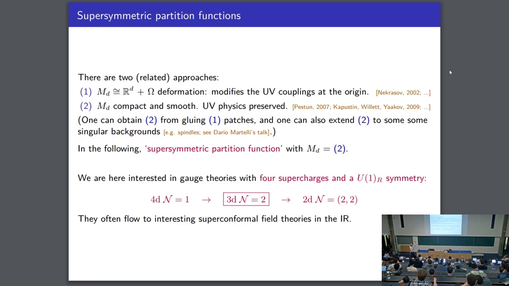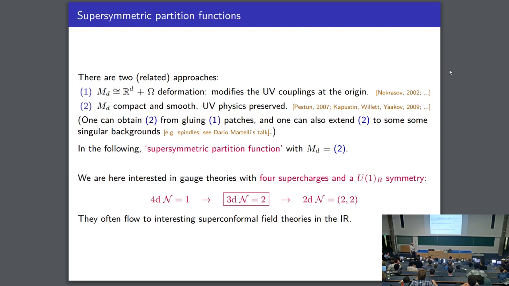Now, the nice thing about the second option is that, unlike the omega background, here the UV physics is preserved. My manifold is locally flat, and in a patch the UV is unchanged, so it's really like an infrared cutoff and nothing else. So this is what I mean by supersymmetric partition function today, and I will consider here four supercharges, so minimal supersymmetry in 4D, but really I will focus on 3D N=2, so that's the same supersymmetry algebra, just in three dimensions.